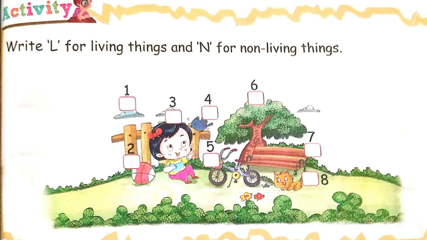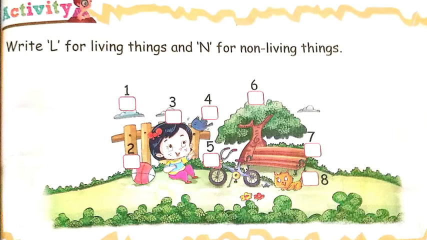First, what is there? Yes, it is a cloud. Cloud is a non-living thing, so you should write there N. Then second, this is a ball. Ball is again a non-living thing, so you should write N in that box.